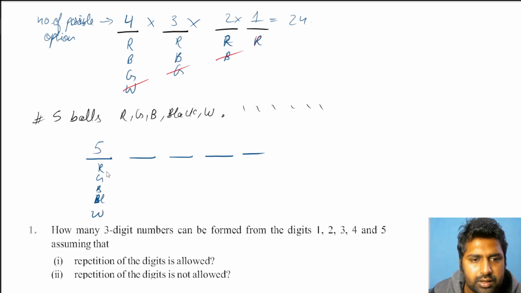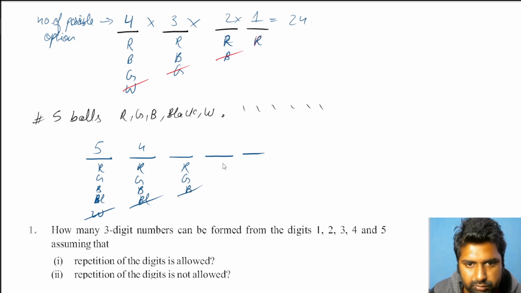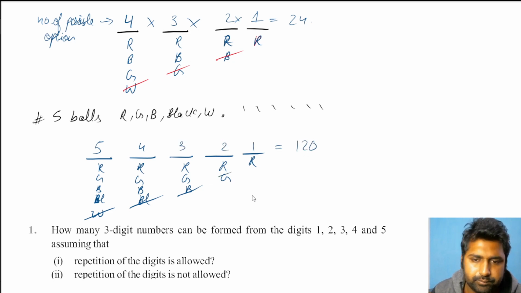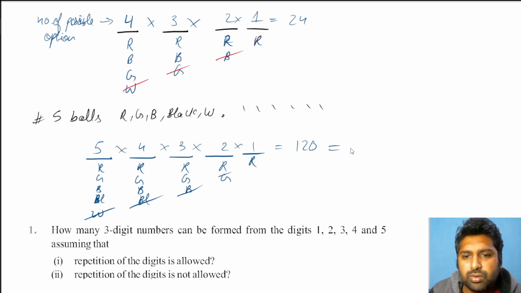options. So 5. The moment we write 5, any one of the balls will come at this position. So let's say white was used. So now you will have 4 options: red, green, blue, black. Again, 1 will be used. So now you will have red, green, blue. 1 will be used, red, green. 1 will be used, only red will be left. So 5, 4, 3, 2, and 1. Multiply them, that's 120. And the multiplication of this 5, 4, 3, 2, 1 is also called 5 factorial.